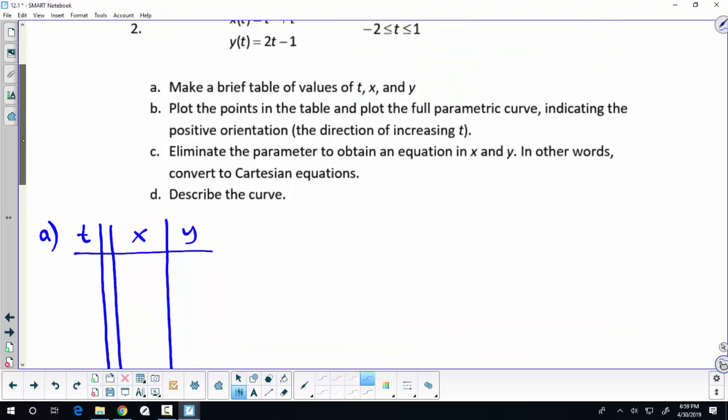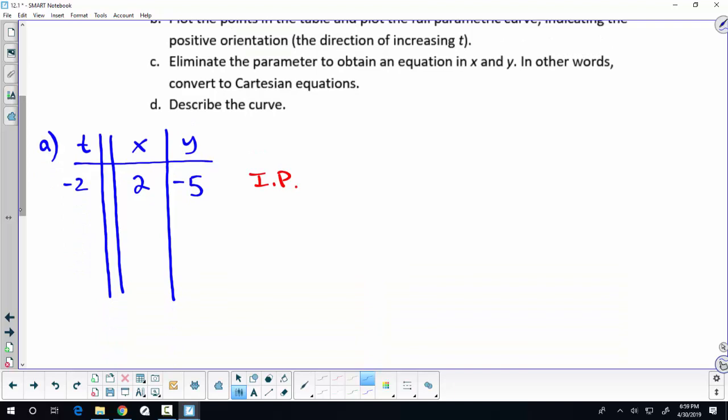t goes from -2 to 1. Since t is -2, this starts at the leftmost point. This is our initial point, whatever we get here for x, y: 2, -5. We'll just fill the rest of these in: -1, 0, -3, 0, 0, -1, 1, 2, 1. Stop at 1, that's our terminal point.